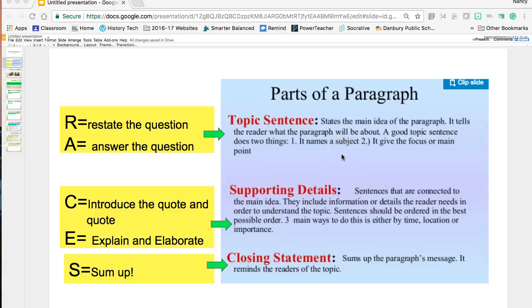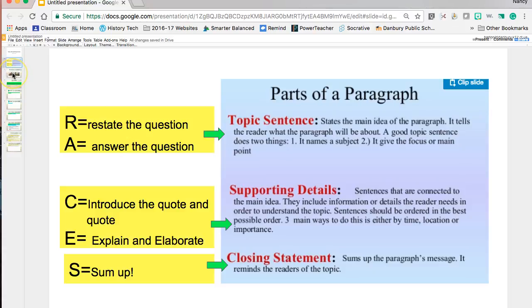Great topic sentences do a couple of things. First of all, it names the subject or the topic, and then it gives a focus or the main point that you're trying to argue or explain within your paragraph.